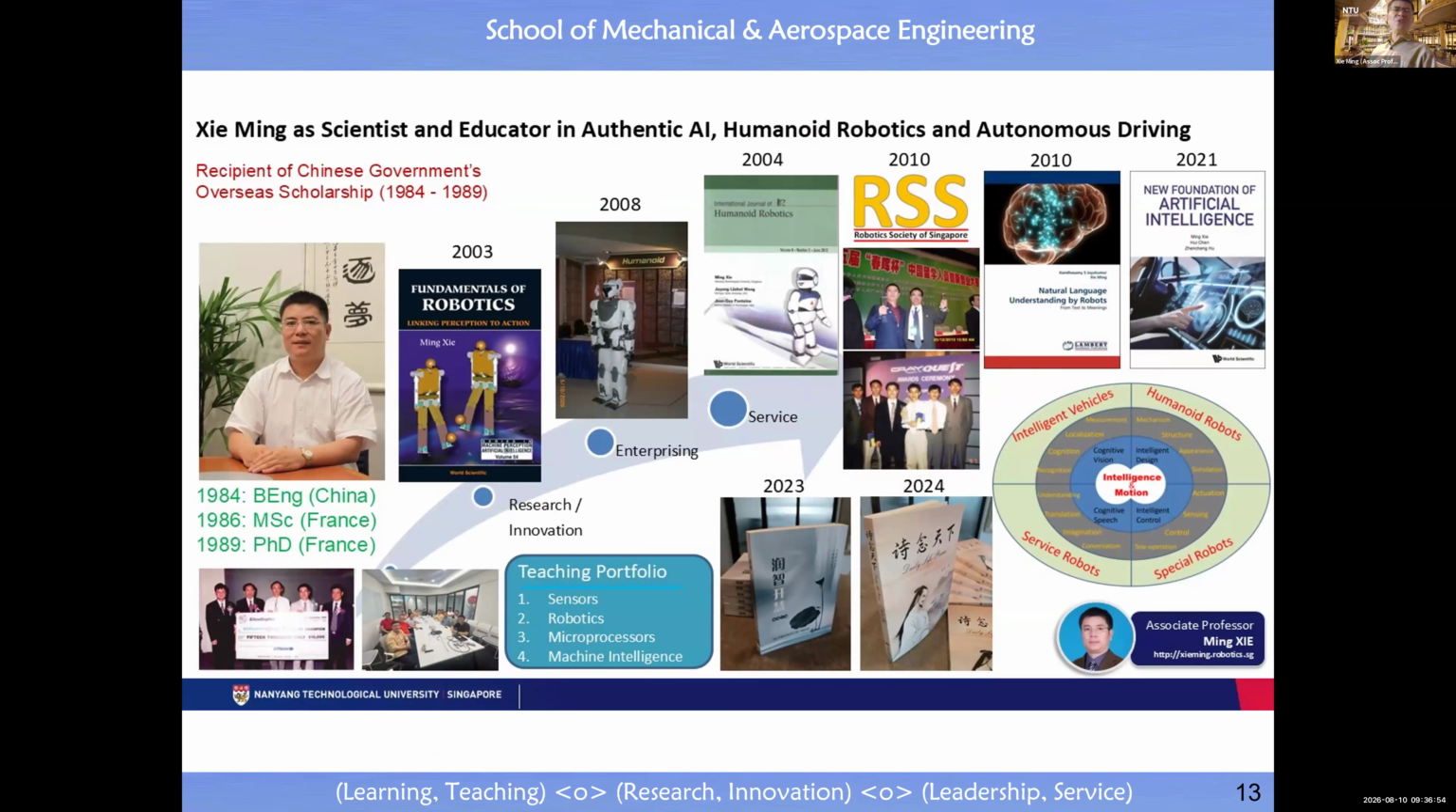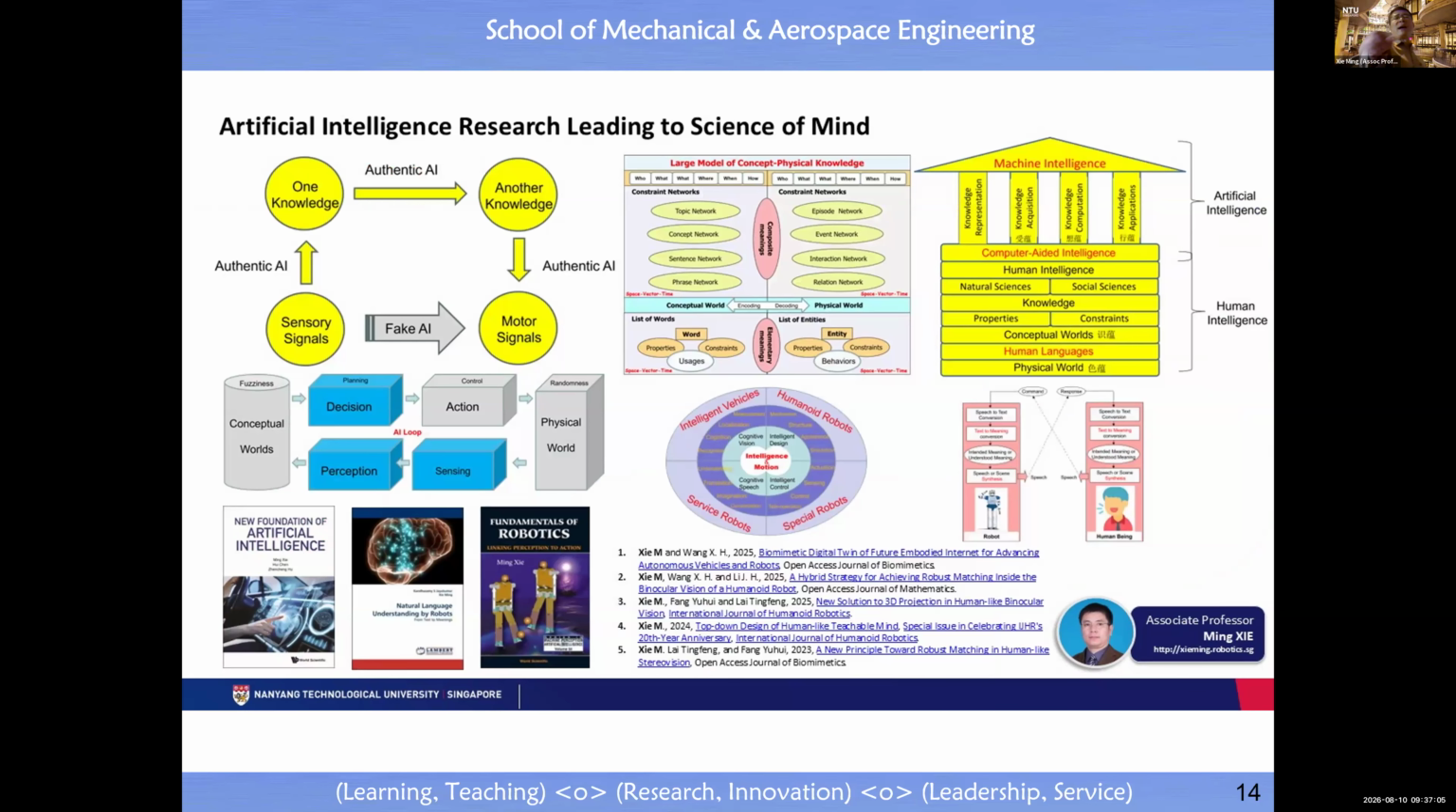From this slide, you know my research focus is on robotics and AI. I teach robotics, sensor, microcontroller, and AI courses, etc. And this is my basic research, which is focused on AI. Pay attention: today, there's a lot of speculation about fake AI. If you are keen to venture into the study of AI, you must know the difference between fake AI and authentic AI.